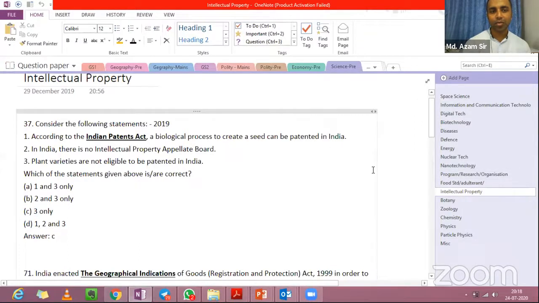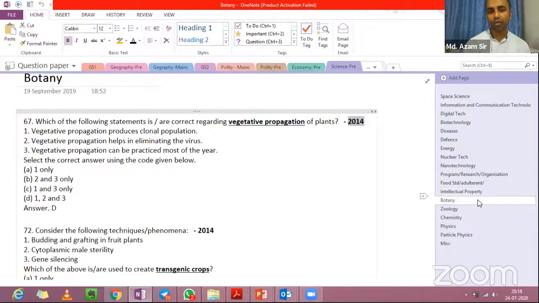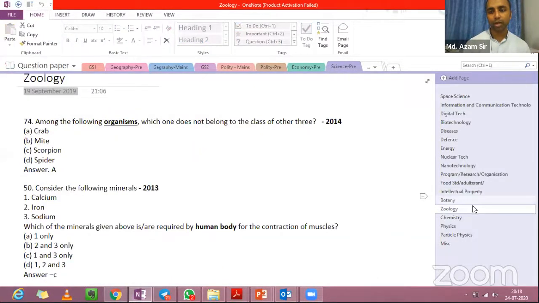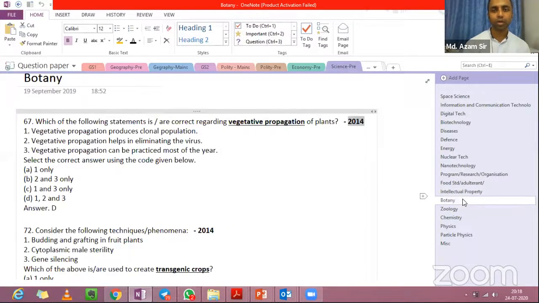Next is intellectual property rights, another important and yet controversial topic. Then general science topics like botany and zoology, these two form your biology. Even if you are not very strong in zoology, I would strongly recommend you to study botany with great decency.